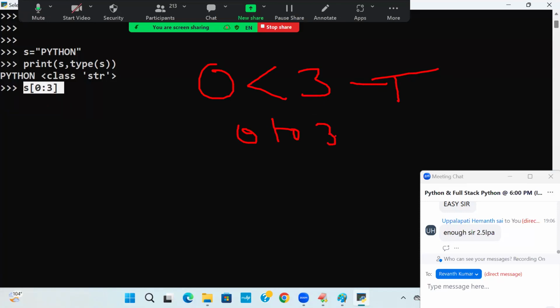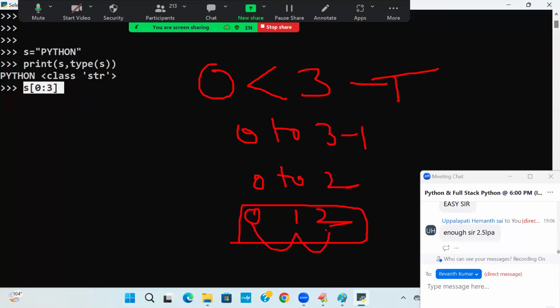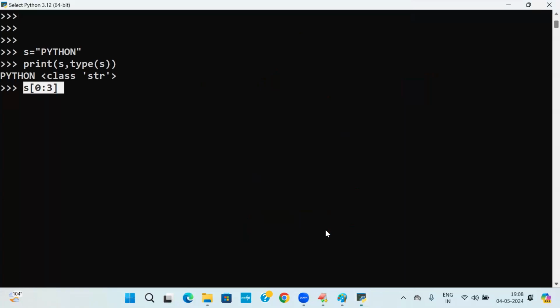0 to what? 3 minus 1. 0 to 2. 0, 1, 2. What are the values? What is the stepping here? Plus 1. Plus 1 means which direction? Easy. See the answer now: PYT. Easy or difficult? Easy. Good. Everything is easy. I'll explain so clearly, crystal clear I will explain.